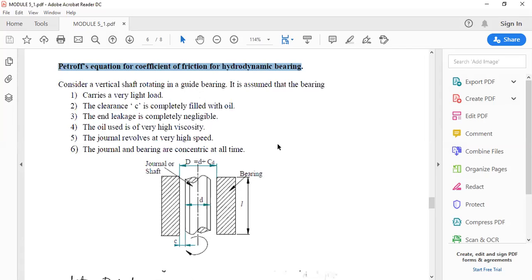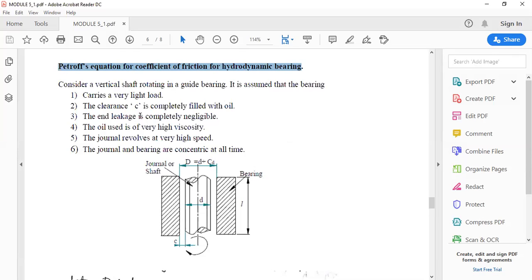With this particular theory, there are some assumptions that we have to consider, because in an actual practical case it is not possible to have a very light load or no load on the bearing, with the journal rotating at high speed, as well as viscosity being at an infinite level or very high. So this is impractical. To be practical, there are some assumptions that we have to consider here.